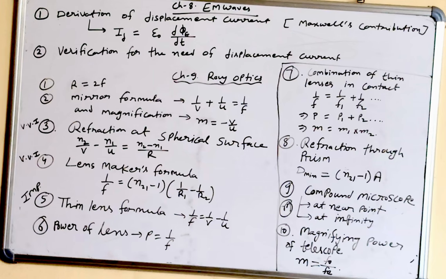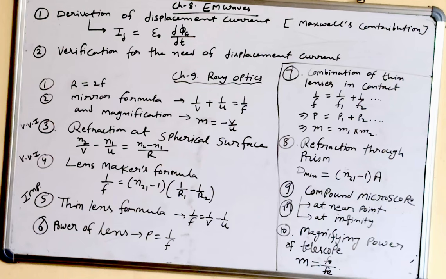1 by v minus 1 by u, and power P is equal to 1 by f, and the combination of lenses, thin lenses in contact, that is 1 by f is equal to 1 by f1 plus 1 by f2 and so on, or the same we can say that P is equal to P1 plus P2, or magnification m is equal to m1 into m2.